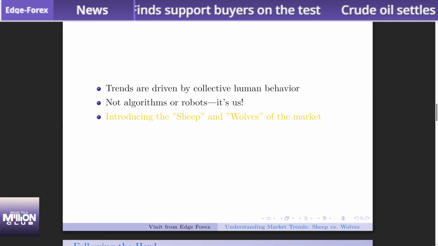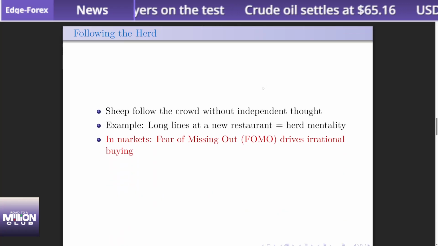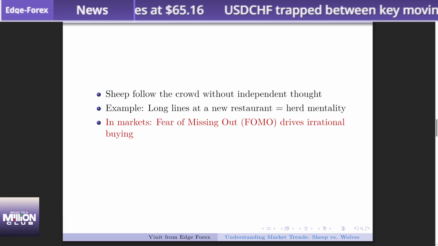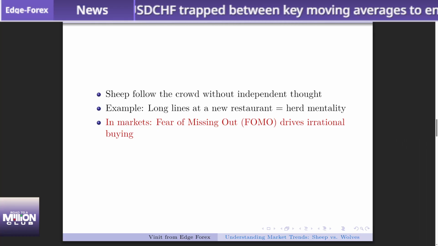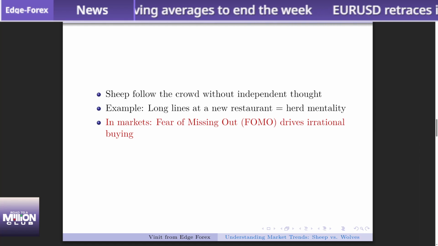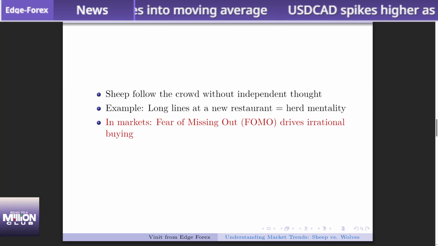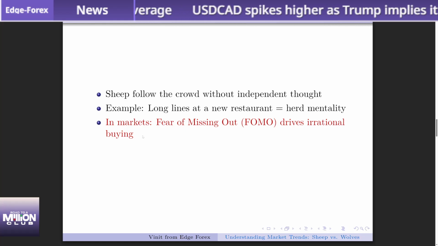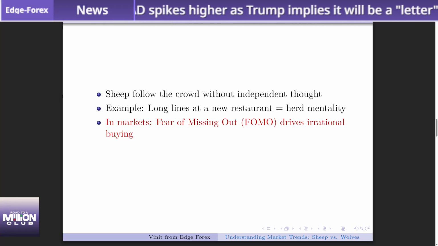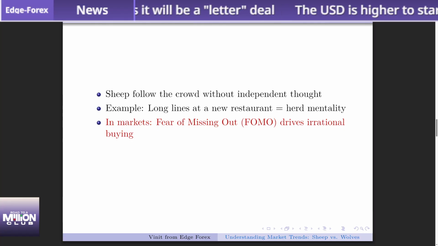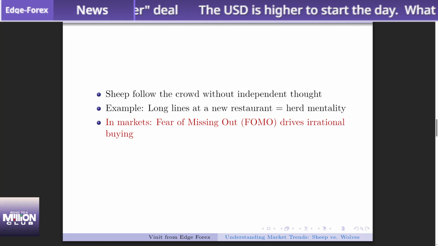Now, I want you to forget the cute, fluffy cartoon image you have in your head. In the market, a sheep is an investor who follows the herd. They act based on what everyone else is doing, not on their own research or independent thought. Let's be honest, we've all been a sheep at some point. Think about the time when a new restaurant opened and everyone was talking about it. You saw this huge line out the door and you thought, "Hey, it must be amazing. I have to go there and try it out." You didn't read any reviews, you didn't check the menu, you just noticed the line. Now, that's a classic example of herd mentality. You assume that if a lot of people are doing it, it must be the right thing to do. In the markets, this herd mentality is a powerful and dangerous force. That's what creates irrational trends, bubbles, and eventually crashes.